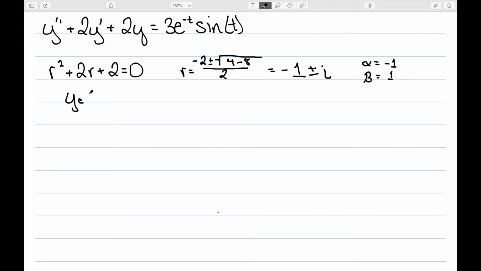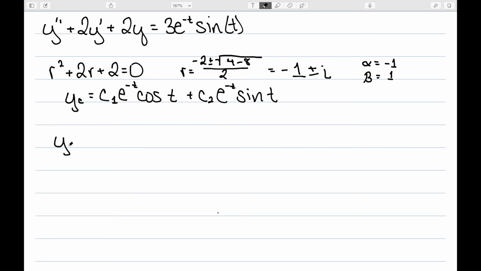This tells me my complementary solution: c1 e to the minus t cosine t plus c2 e to the minus t sine t. Typically when I wrote this, I wrote e to the minus t times c1 cosine plus c2 sine. So I went ahead and just distributed that out.